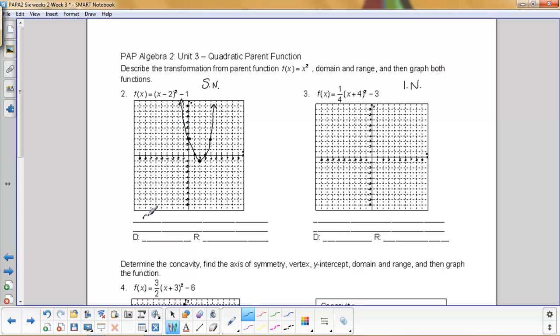Okay, so we went right 2, down 1. The domain is going to be all real numbers because this is set notation. Let's start with x. All real numbers. Your range for this is going to be y. Negative 1 is less than or equal to y.